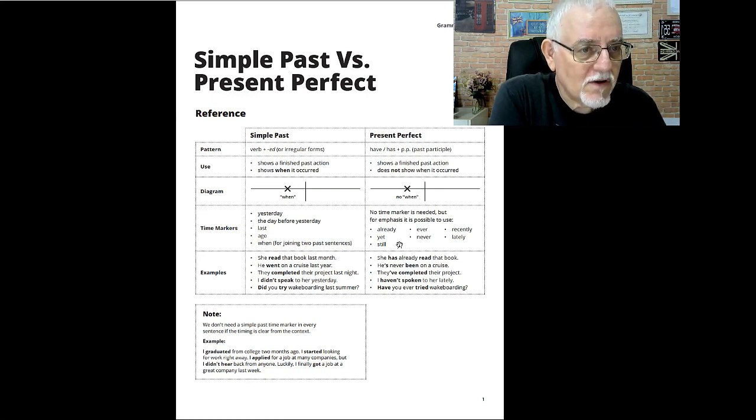So let's look at some examples. She read that book last month. We know it's a finished action because she's read the book. When did she do it? Last month. So simple past.